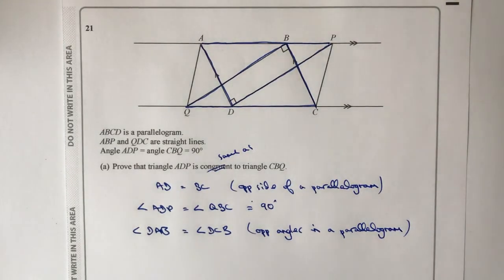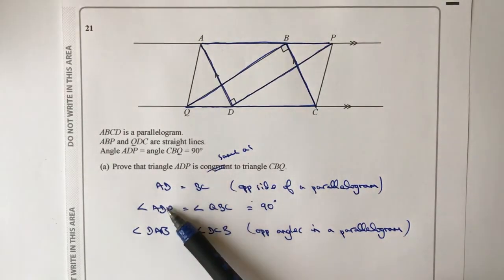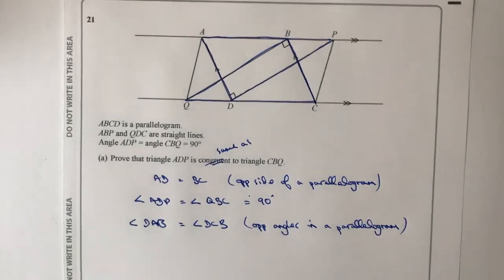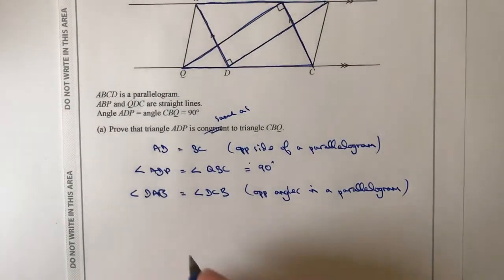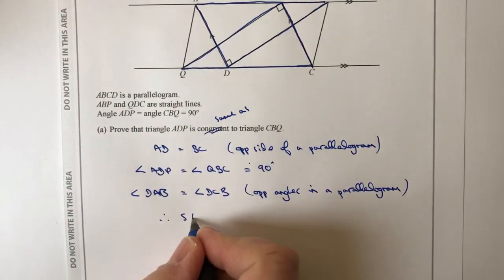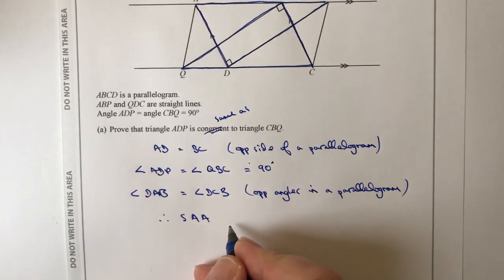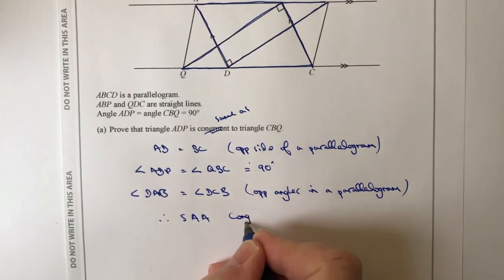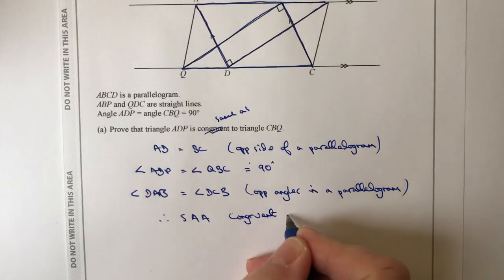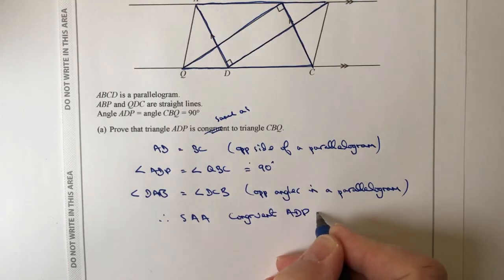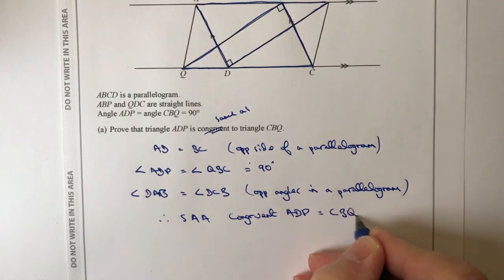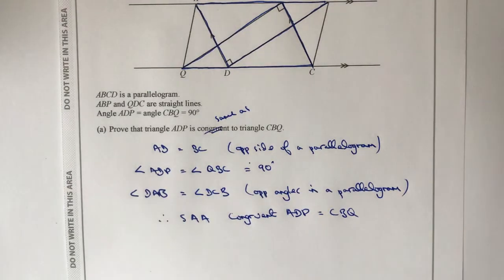Okay, so what we've got now is side, angle, angle. So we can just write a conclusion there that therefore, side, angle, angle, congruent, ADP equals CBQ. Okay, that's absolutely fine. Now you might have it in a slightly different way or slightly different order, but basically that's what they're looking for.